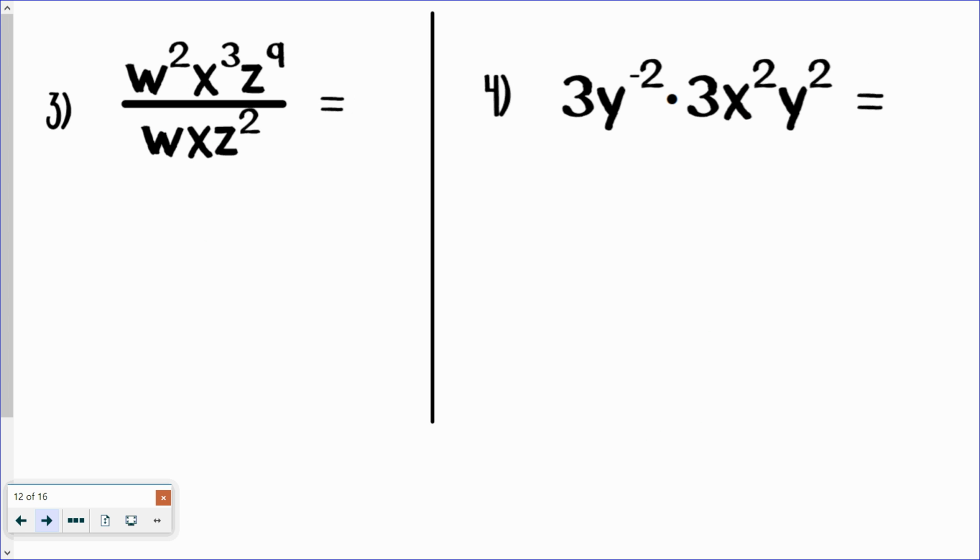So now pause the video and try these two. Okay. Problem number 3. Acts like there's ones after that w and the x. So I'm going to subtract because it's division. 2 minus 1 is going to be 1. So I get w. 3 minus 1 is 2, x to the second power. 9 minus 2 is 7, z to the seventh power.